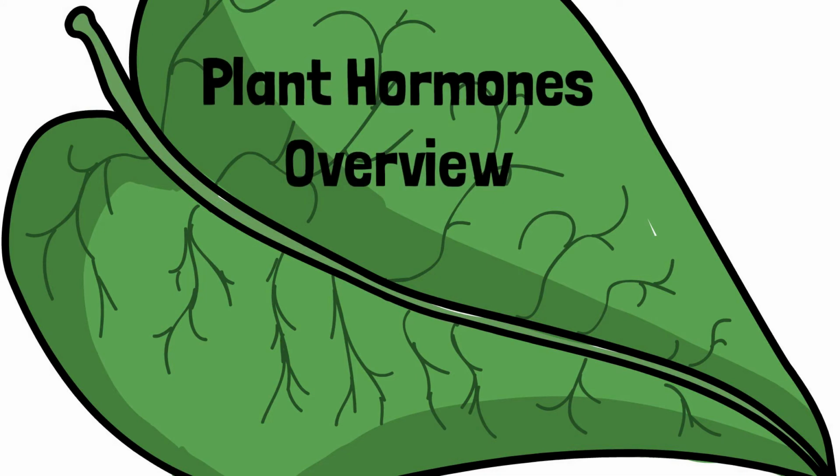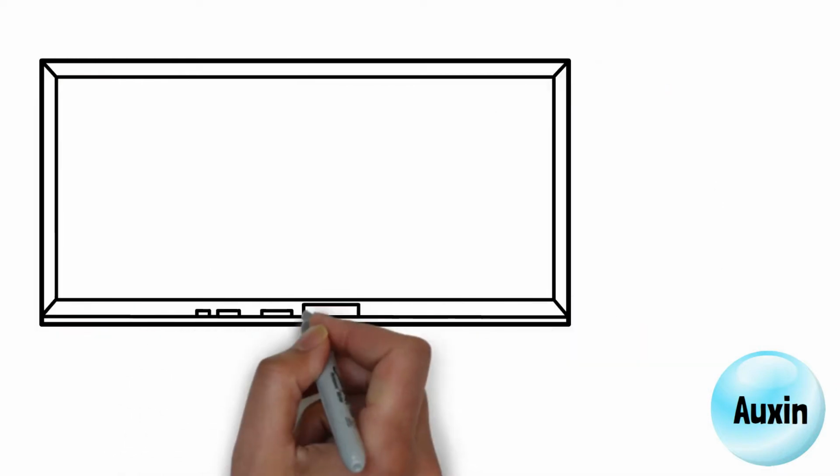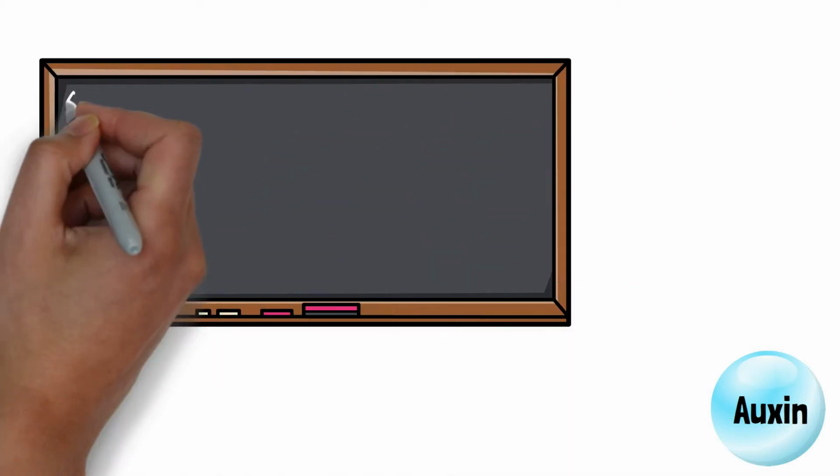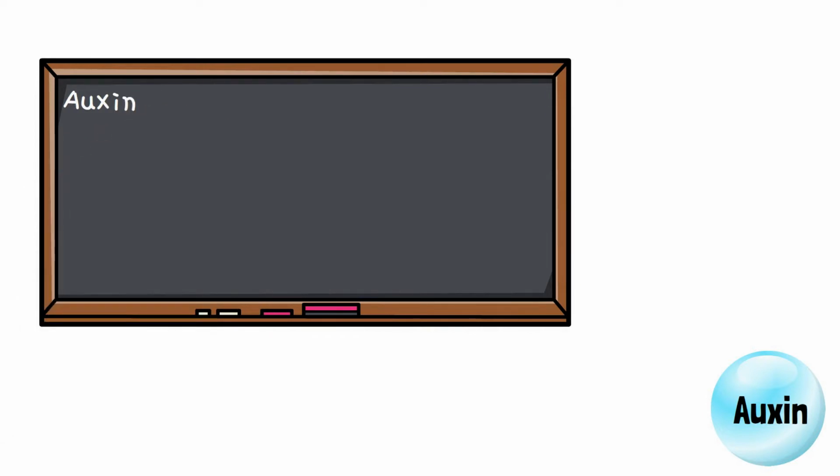This is a video on plant hormones, an overview. There are several types of plant hormones, each with their own actions on plant growth and development. The first hormone is auxin. Auxin promotes the extension of coleoptiles.